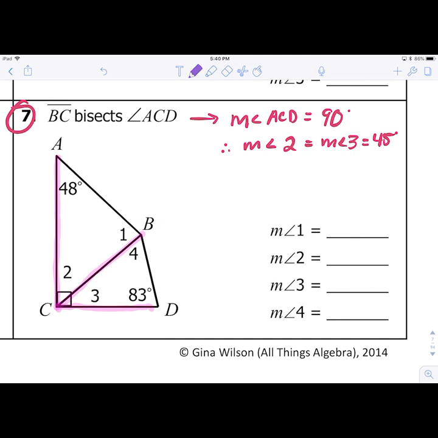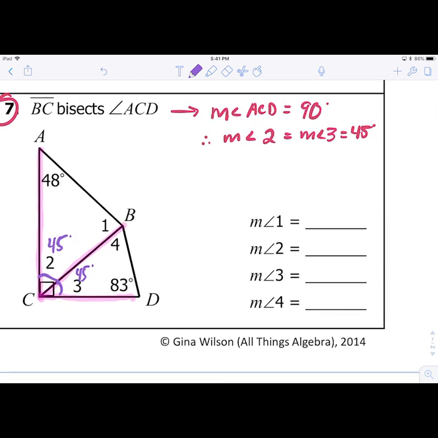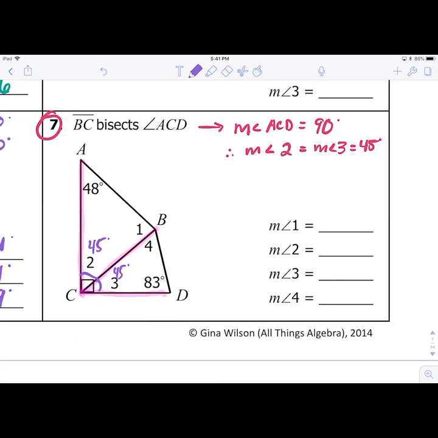Bisector literally means to cut in half. Well, angle C is a 90-degree angle. So that means that these two angles right here have to be 45 degrees. Well, that's just lovely. I didn't even have to do any math. I just had to know the definition of a bisector and a right angle. Okay? So we know that these are both going to be 45 degrees. Praise God. All right. Let's get rid of some of these highlights.